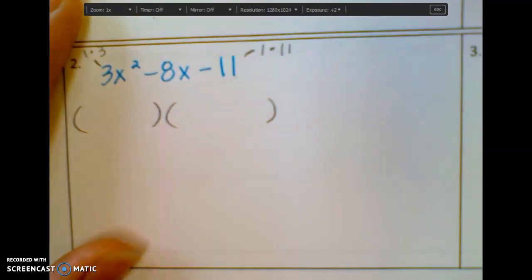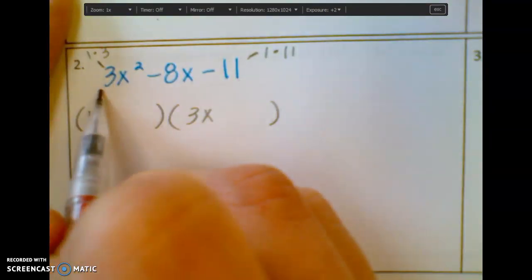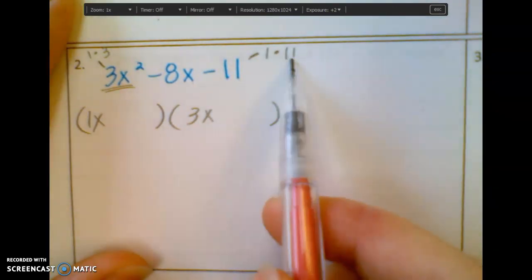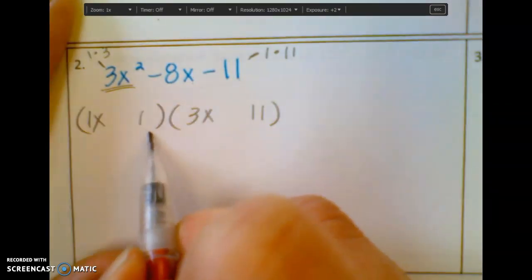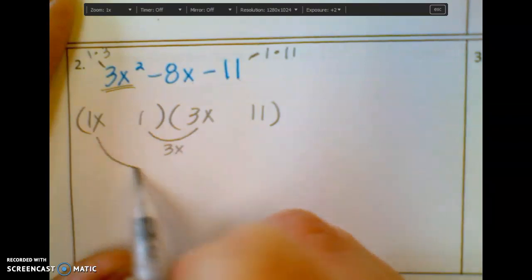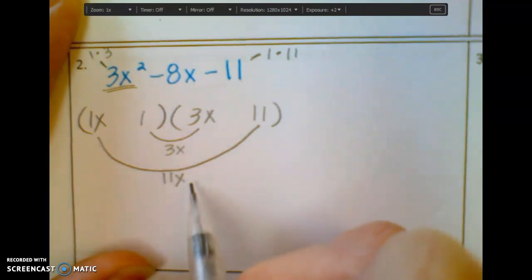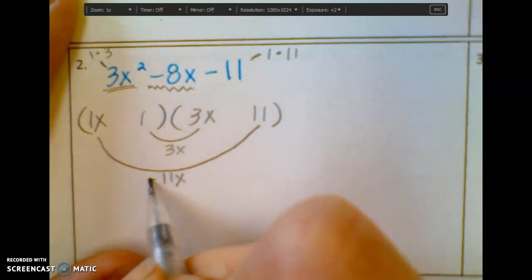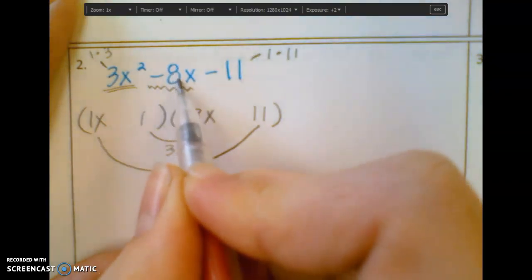So now let's set up our parentheses. We know in our parentheses that we have to have 1x and 3x because together those will give us that a value of 3x squared. And our factor pair is 1 and 11. So I'm just going to go ahead and try 1 here and 11 here. We try our inner product of 3x. We try our outer product, that's 11x. Is there any way to make 3x and 11x become -8x? Yes, there is. If I make the 11 negative, -11 plus 3 will give us -8.